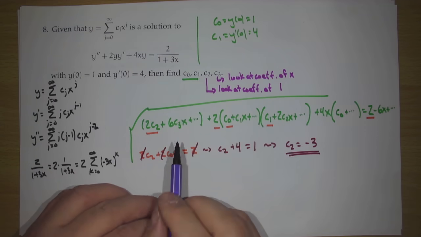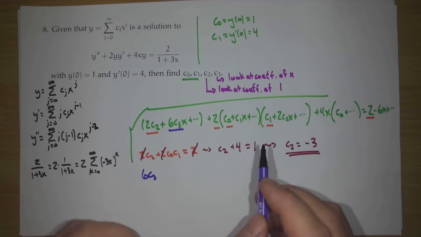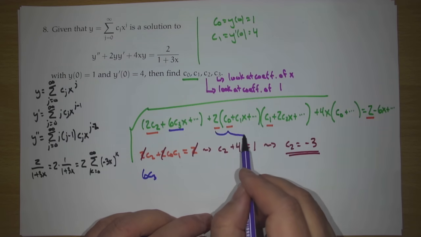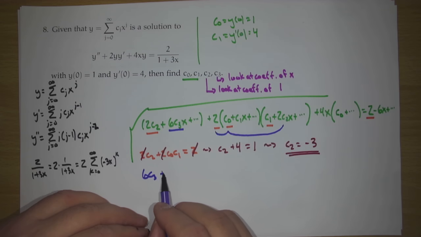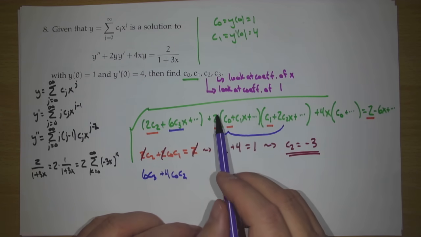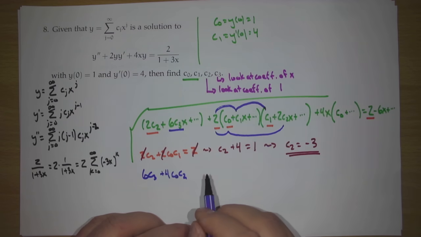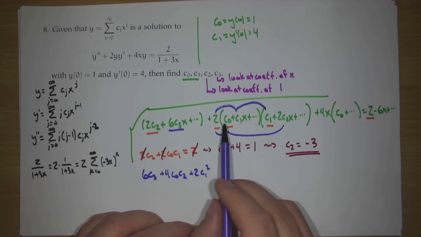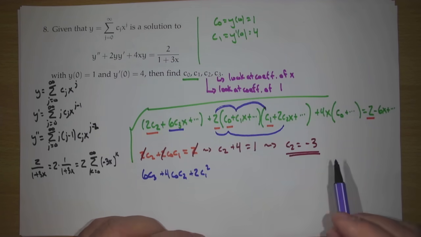Coefficient for x. 6c3, good. Now here, we could do 2 times c0 times 2c2, which would make this plus 4c0c2, or 2 times c1 times c1. So that would be 2c1 squared. So you have to look at all ways you can multiply and get an x. What else?